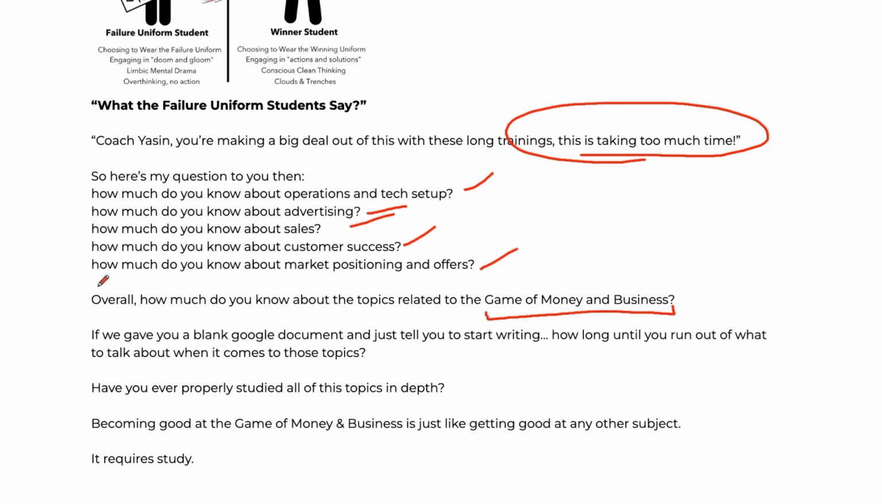When it comes to the topics related to the game of money and business, have you ever properly sat down and studied the game of business and money before? Because becoming good at the game of money and business is just like getting good at any other subject. The truth is that it requires study. And even though many people historically have made the game of money and business this magical, mystical, mojo jojo kind of dark box that is so mysterious, the truth is that it's just like any other occupation, right?